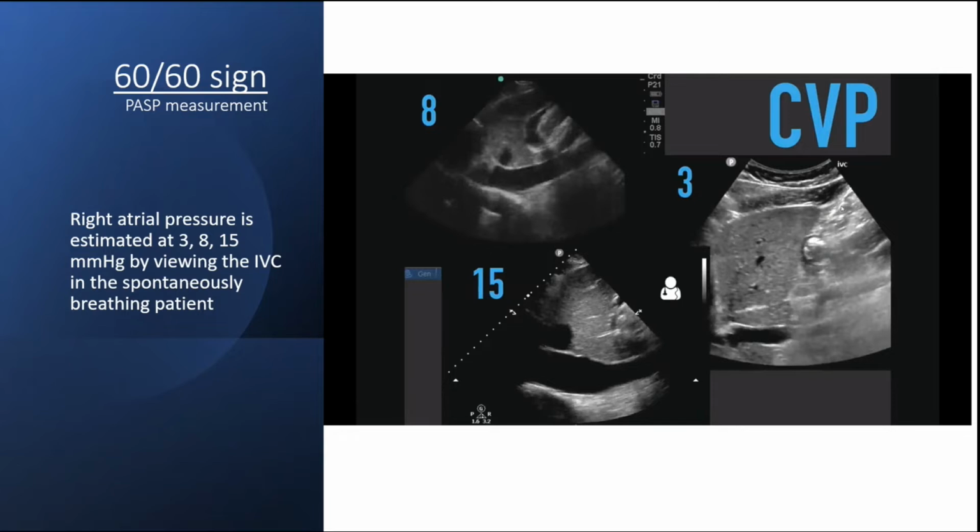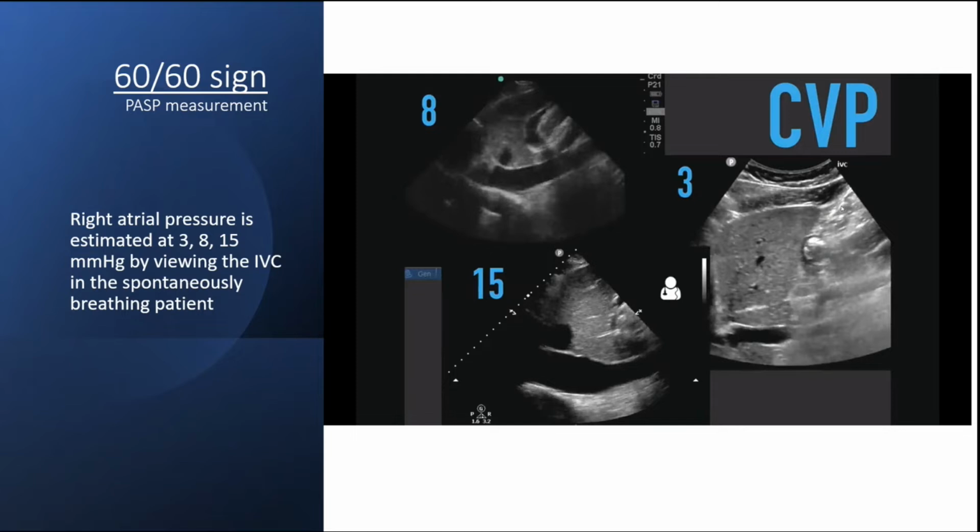The picture on the right shows a collapsing IVC, collapsing more than 50%. The CVP is lower, here it is 3. And this one here shows a dilated plethoric IVC, so the estimated RA pressure is about 15.